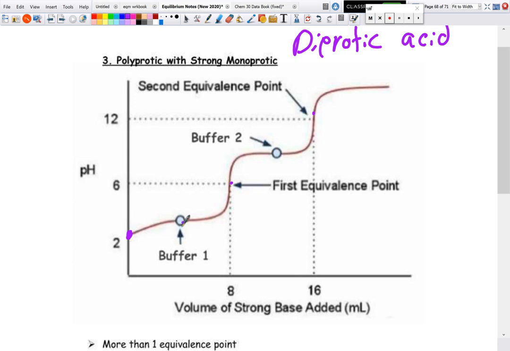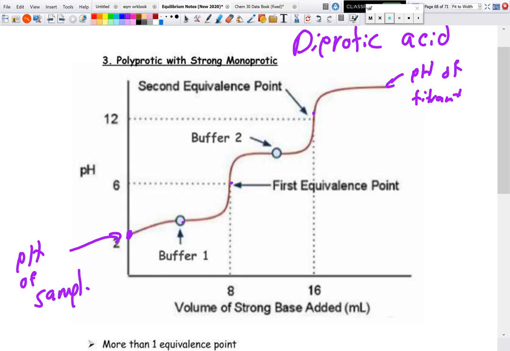So same thing, we see buffer region 1, then the buffer is overwhelmed, first equivalence point, and then the second buffer kicks in right here, flattens it out, it's overwhelmed, boom, our second equivalence point. And then finally, same thing, we get the pH of our titrant, and at the beginning, we get the pH of our sample.